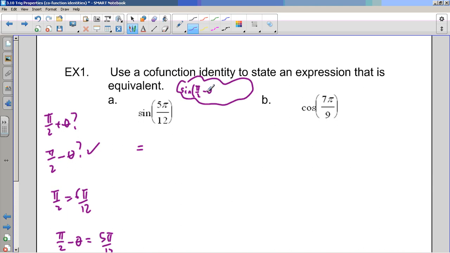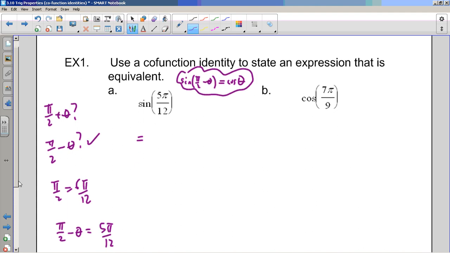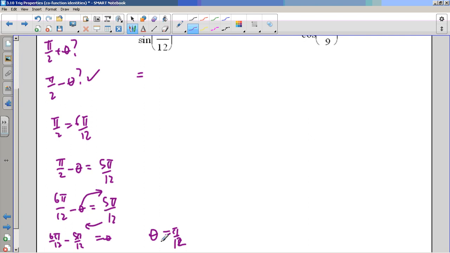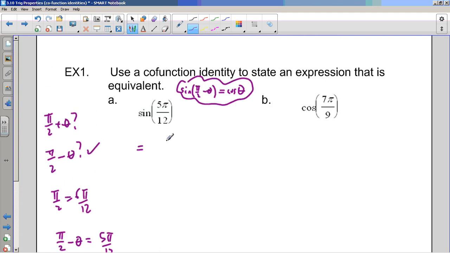pi over 2 minus theta, and that was equal to cos theta, right? And I decided to use this one because it was sine and because this angle here was less than pi over 2. So I knew that it was pi over 2 minus theta. I knew that it was the subtract one instead of the add one. And I just, through my little calculation here, determined that theta was pi over 12. That's it. That's what they want you to do. Done. Let's try another one.